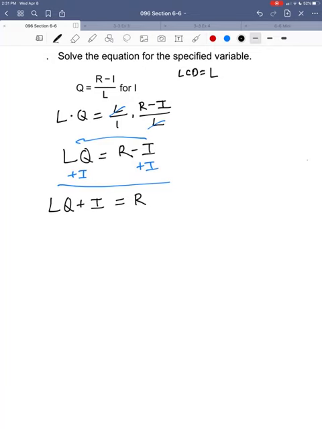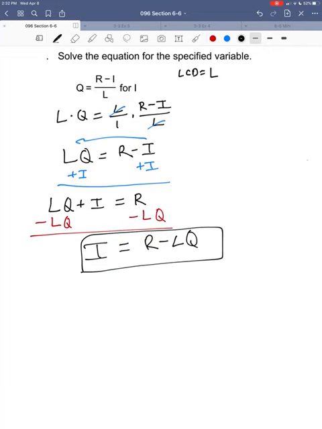And now to get I by itself, I see that's here. I want to get rid of this LQ, so I'm going to have to move that whole term. The way I move a whole term is by adding or subtracting. So I'm going to subtract LQ from both sides. And that's going to give me then I equals R minus LQ. It's possible that you could also have this in the other order. You could have minus LQ plus R. That's the same thing.